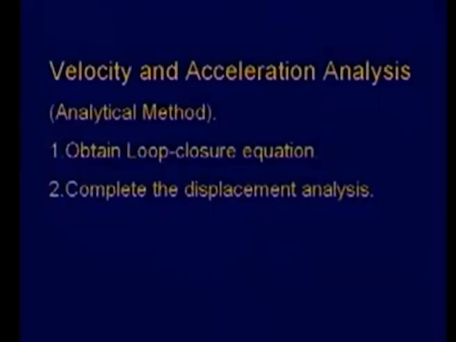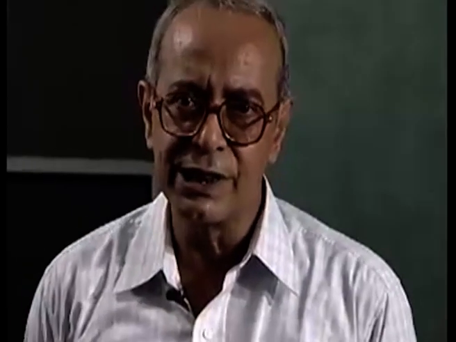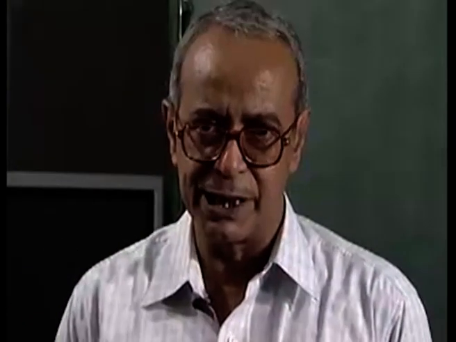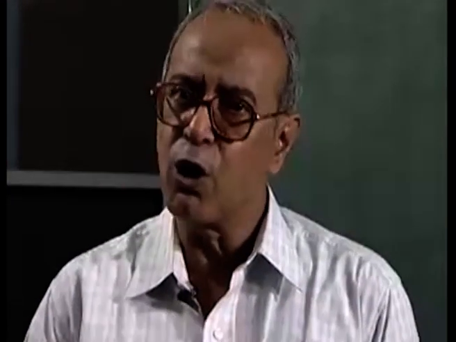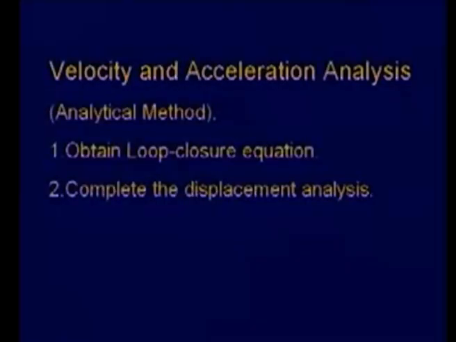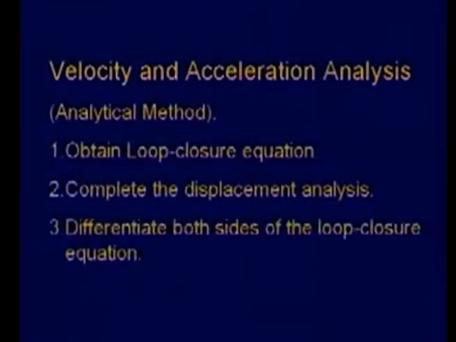The first step for carrying out the velocity and acceleration analysis is obviously to complete the displacement analysis. Now that this loop closure equation is valid for all instants of time, we can differentiate both sides of such loop closure equations to complete the velocity and acceleration analysis. Successive differentiation of this loop closure equation with respect to time will give us the required velocity and acceleration relationships.